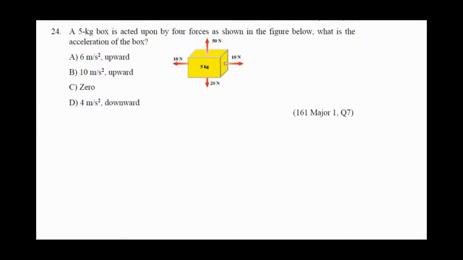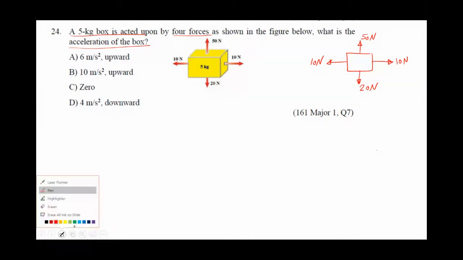So in this problem, a 5 kilogram box is acted upon by 4 forces, as shown in the figure. What is the acceleration of the box? So here I will draw the forces acting on the box, which is called the free body diagram. I have 10 Newton to the right, 10 Newton to the left, 50 Newton upward, and 20 Newton downward. So here we have the forces in horizontal and vertical directions.